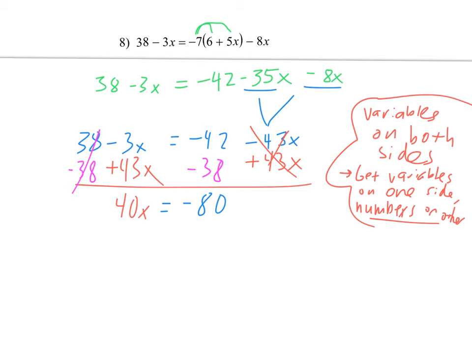All right, and then last step here to isolate the variable, I'm going to divide both sides by 40. So this will cancel that out, and I'll get x equals negative 2.